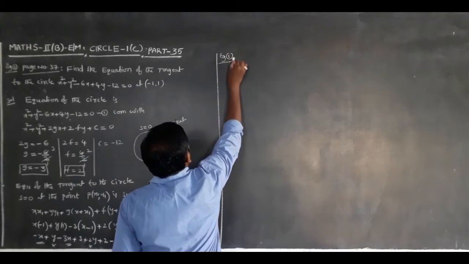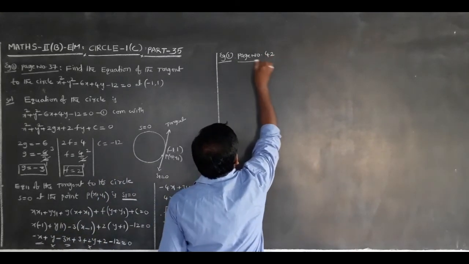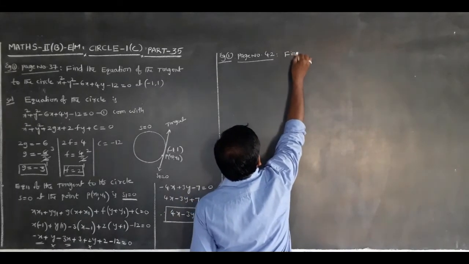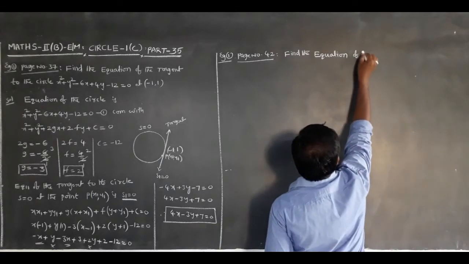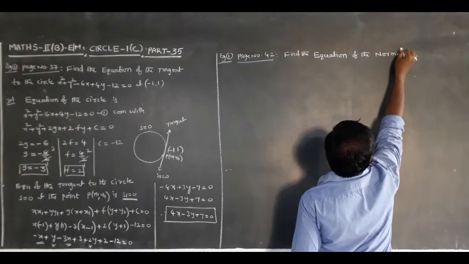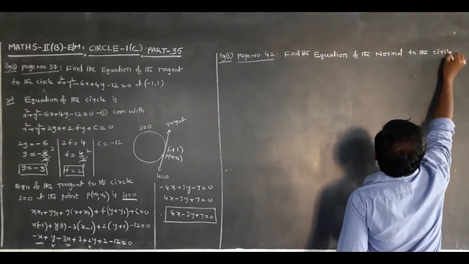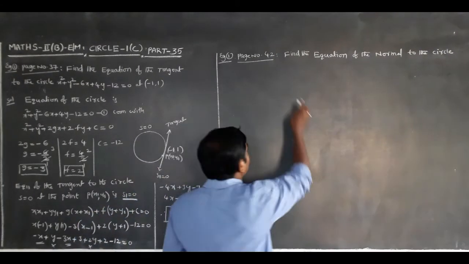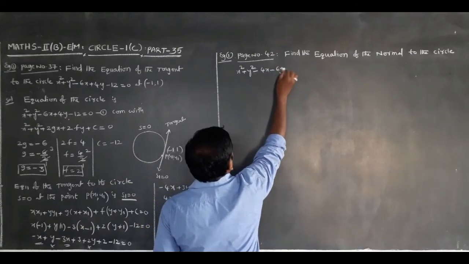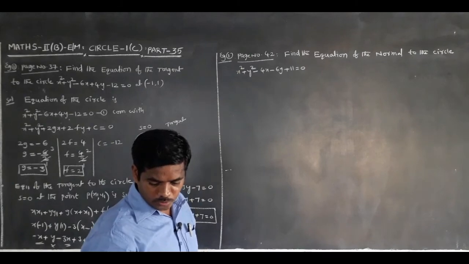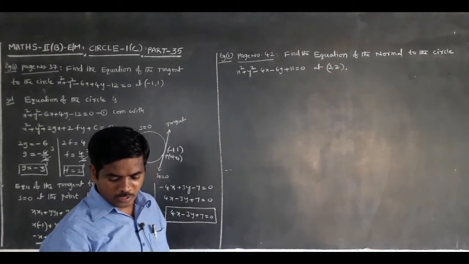Example 1, page number 42. Find the equation of the normal to the circle x square plus y square minus 4x minus 6y plus 11 is equal to 0 at the point 3 comma 2.